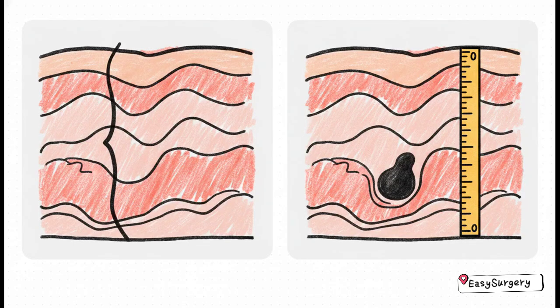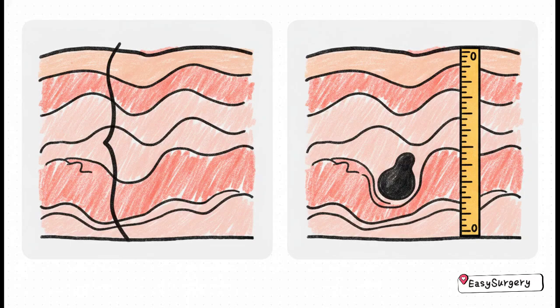Staging the depth of melanoma relies on 2 distinct systems, and it's vital to know the difference. Clark's classification is qualitative. It maps strictly to anatomical layers, moving from stage 1 in the epidermis all the way down to stage 5 in the subcutaneous tissue. The Breslow classification, on the other hand, is purely quantitative. It's based on very precise depth measurements in millimeters, grading from less than 0.75 millimeters all the way up to greater than 4 millimeters.